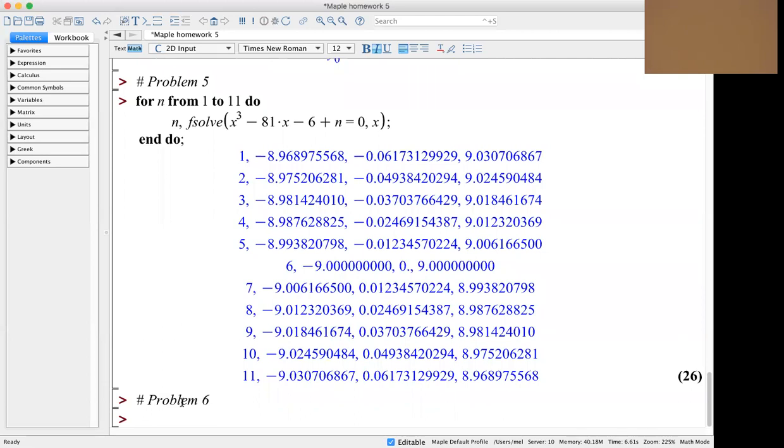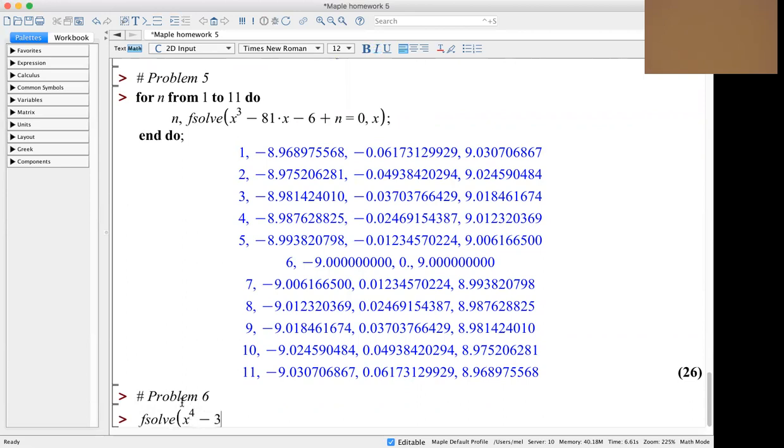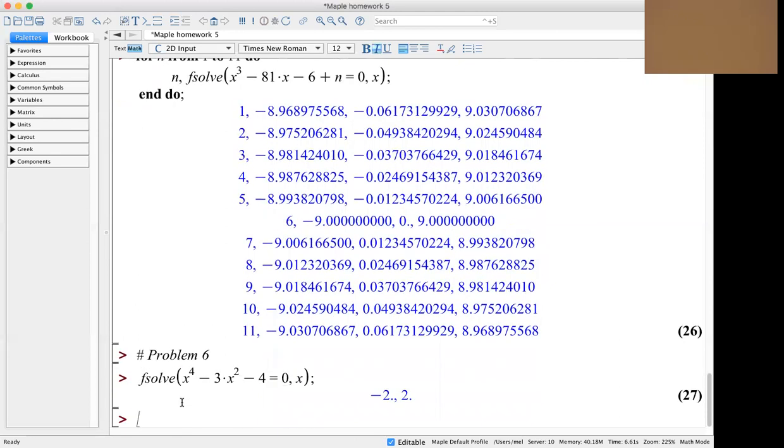Problem 6, we want to solve the equation x to the 4th minus 3 times x squared minus 4 equals 0 for x. Seems that even though it's a 4th degree polynomial, it only has 2 solutions.